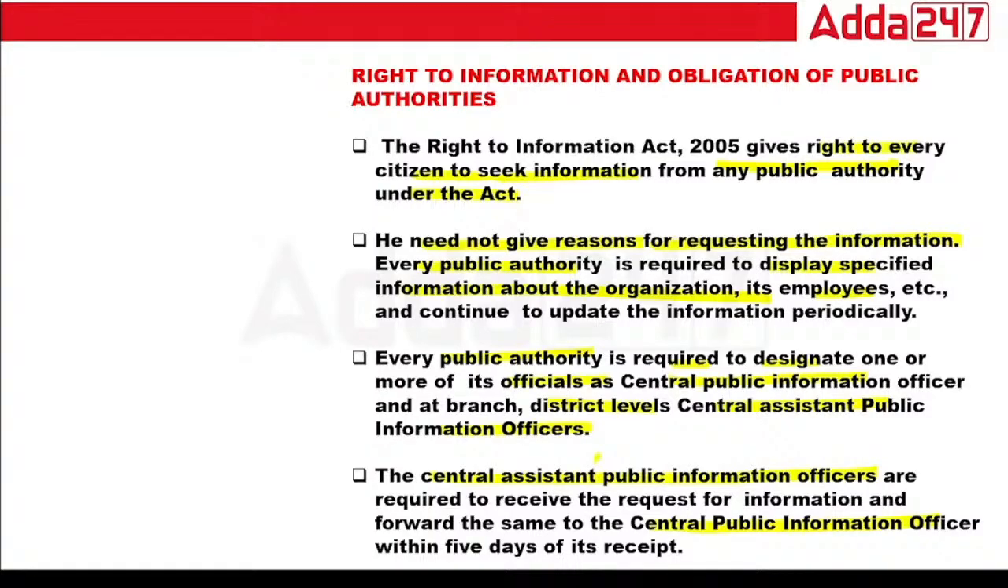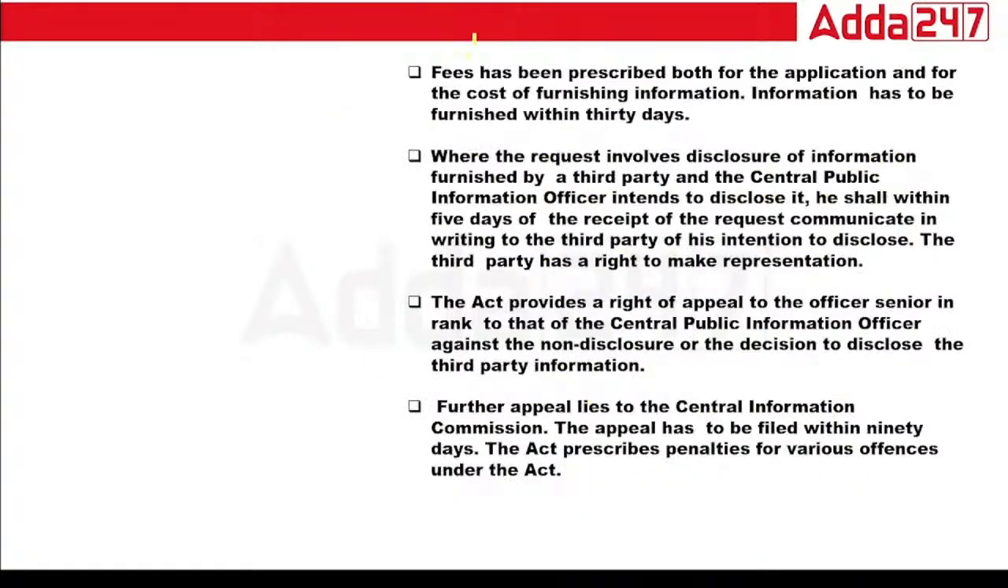Okay, next. The fee is only 10 rupees, and the information should be provided within 30 days. Where the request involves disclosure of information furnished by a third party and the Central Public Information Officer intends to disclose it, he shall within 5 days from receipt of the request communicate in writing to the third party his intention to disclose. Okay, that is important.